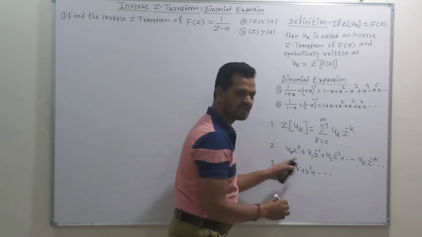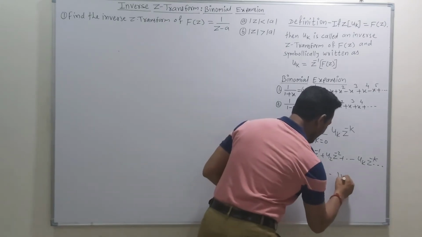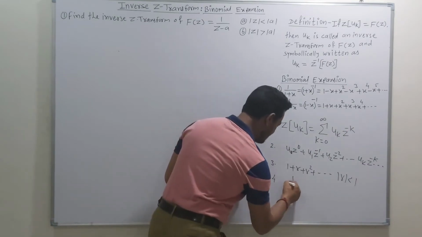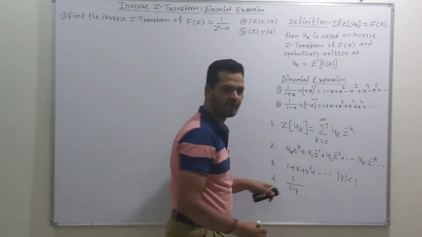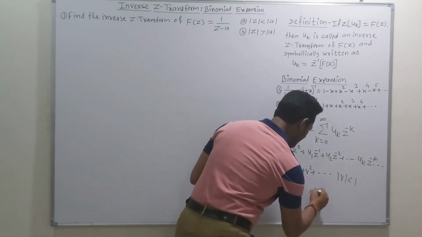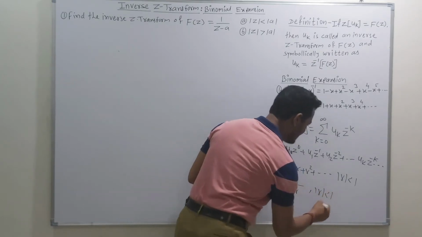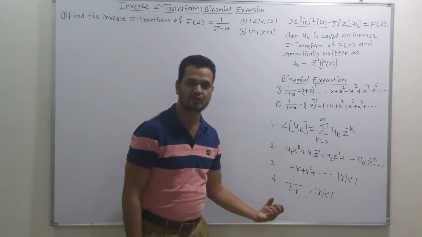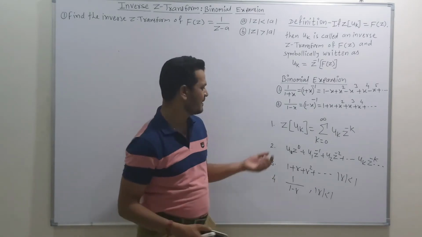Then after getting such a type of geometric progression where the value of mod of r is less than 1, we write its geometric progression in terms of 1 upon 1 minus r, where the value of mod of r is less than 1. So friends, these are the 4 important steps for solving the example. Once again I will revise.